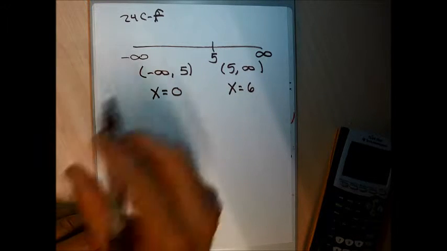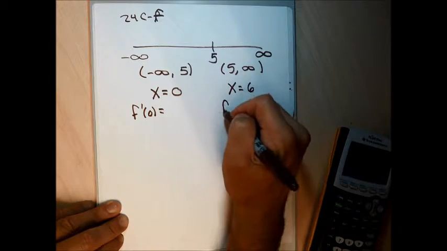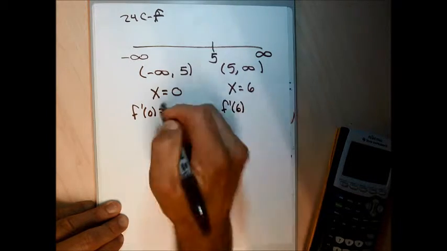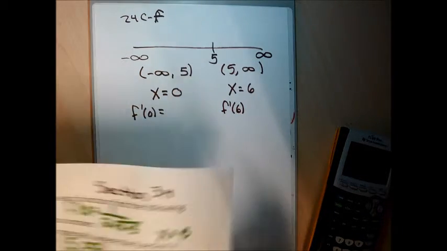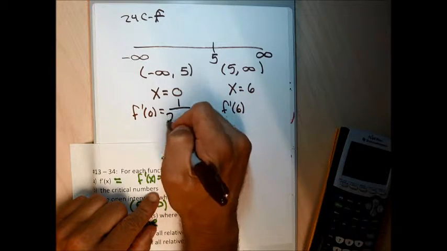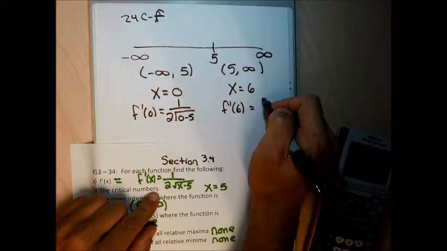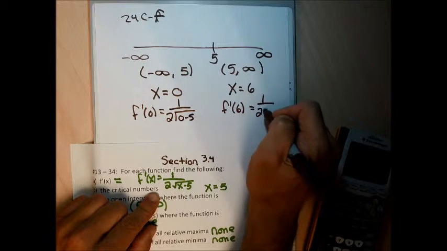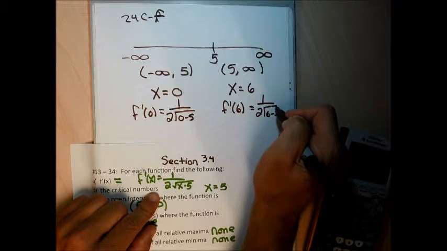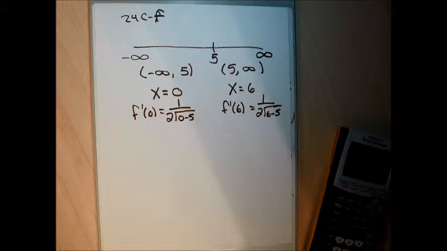Now I need to find f prime of each one of those numbers. And I can do that by just taking the number and plugging it into the derivative. I can go 1 over 2 times the square root of 0 minus 5, or 1 over 2 times the square root of 6 minus 5. And I can do those by hand. I don't care to do those by hand. And it's not real important exactly what the number is. It's only important what the sign of the number is.